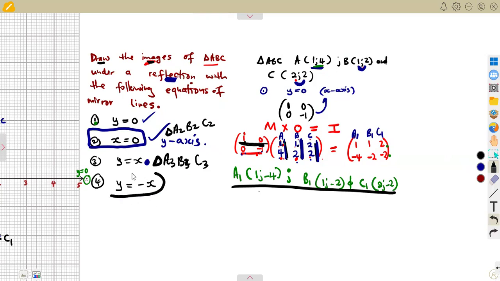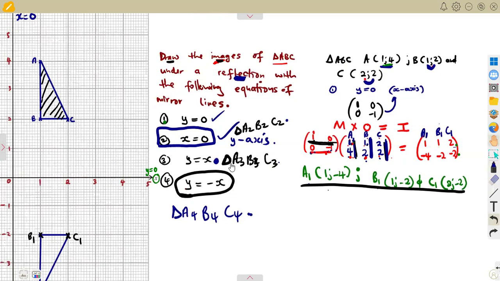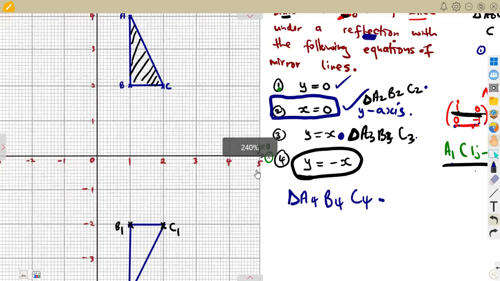You do the same thing for the line y equals minus x. The matrix is there, and this one you are going to name triangle A4, B4, C4. Since we used A1, B1, this one is going to be A2, B2, C2, A3, B3, C3, A4, B4, C4. So I want you to try that. List the coordinates of each triangle in the comment section so that we can assist each other. If your coordinates are wrong, I will update you. If they are correct, you can proceed to another transformation. So that is the whole idea of this transformation concept.